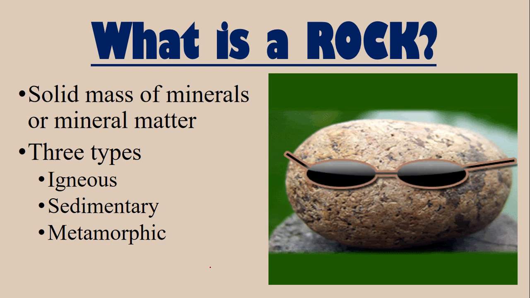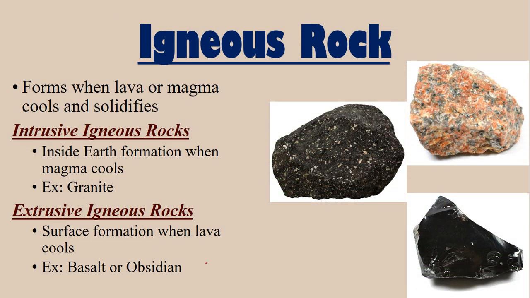But there are three types of rocks. You have igneous rocks, sedimentary rocks, and metamorphic rocks. Igneous rocks are formed when lava or magma cools and solidifies. Just so you know, lava is on the surface of the earth and magma is underneath the surface of the earth. They're both liquid rock. They're just two names depending on where they're located. Now, an intrusive igneous rock is a rock that forms inside of the earth, and it's when magma cools. An example would be granite.